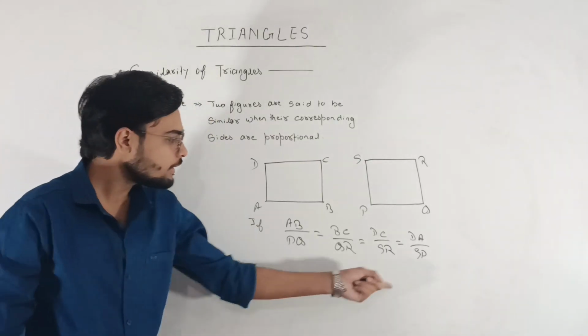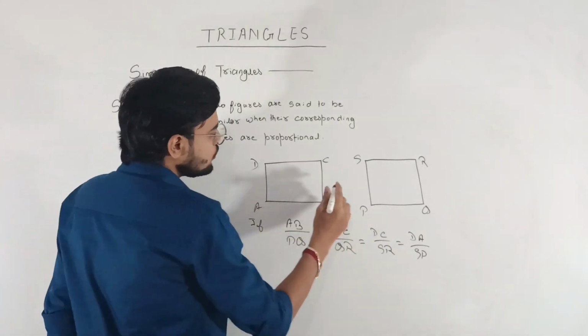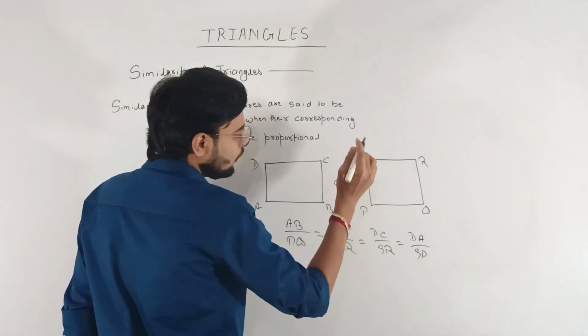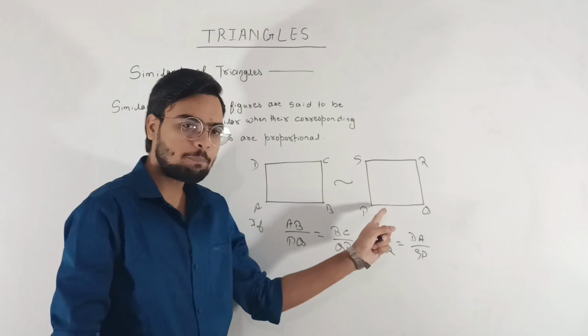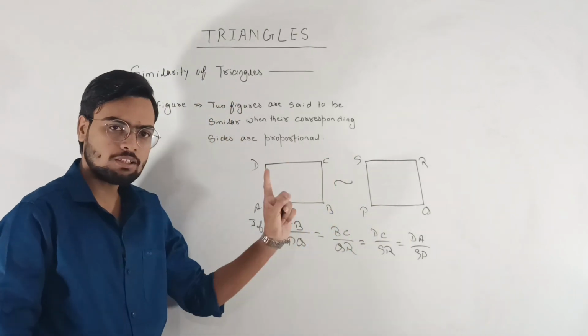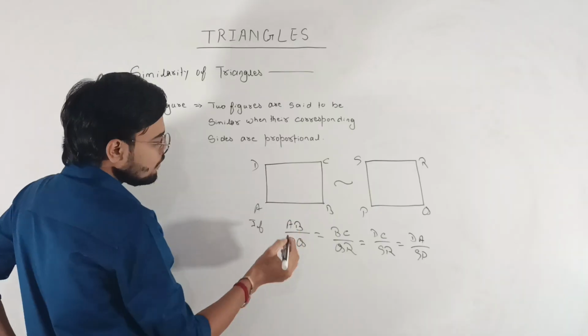proportional, or the ratios of these four sides are equal, then in this case we say these two squares are similar. This is the sign of similar. Okay. Then in this case we say square ABCD and square PQRS are similar to each other. Understand? Let's see one more example.